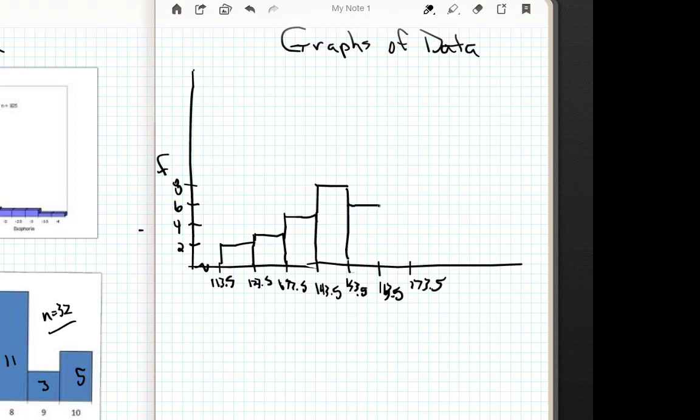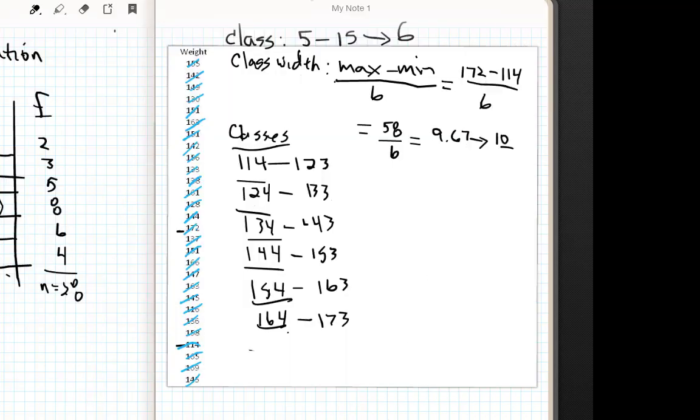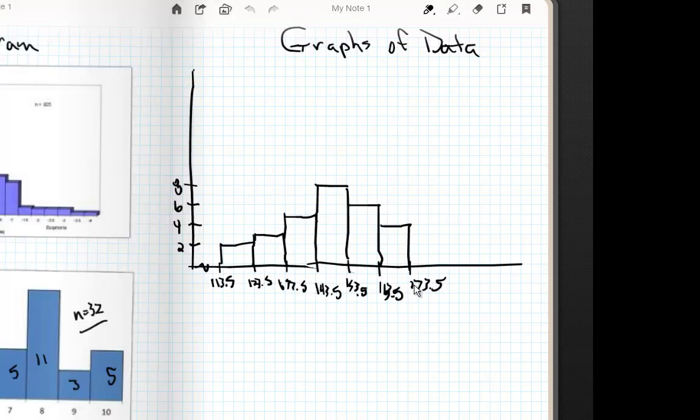And then there was 6. And then there was 4. I guess it is kind of filling those in. Look at that. Isn't that pretty? Let's double check just to make sure I'm not crazy. Let's see. 2, 3, 5, 8, 6, 4. Perfect. And that is our histogram.